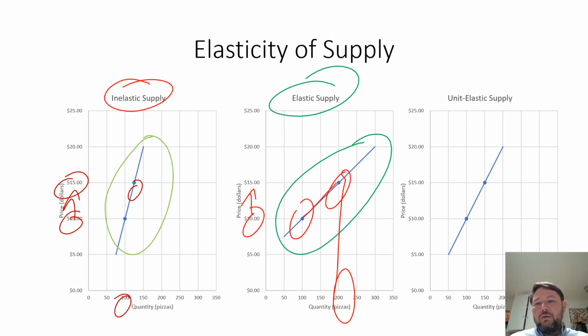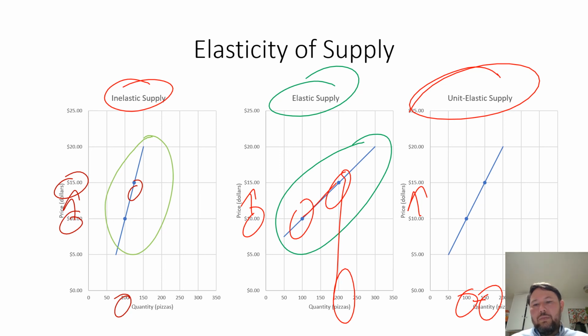Or if we had unit elastic supply, notice we have an exact change, or our percent changes are exactly the same. We have a 1-to-1 ratio. We go from 100 to 150 as we move from $10 to $15 in this. And this is unit elastic supply.